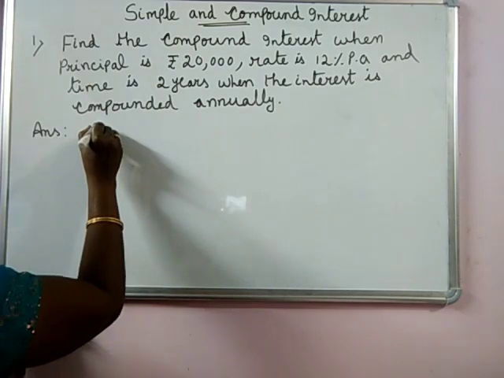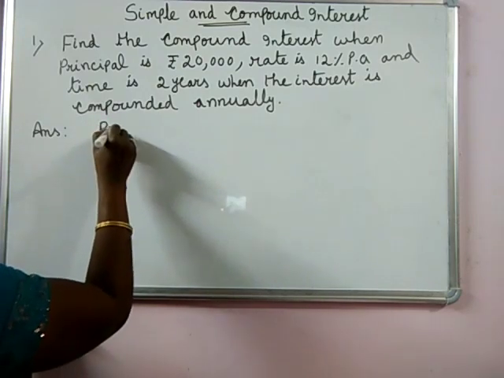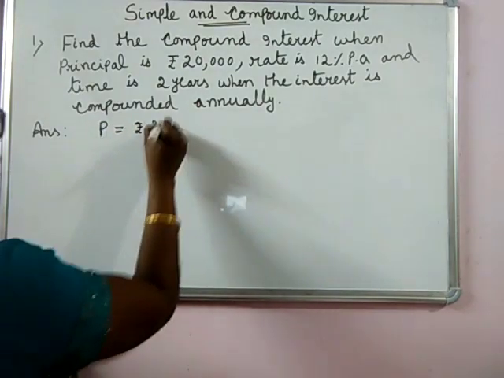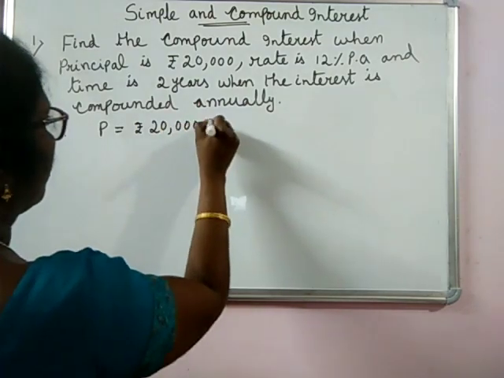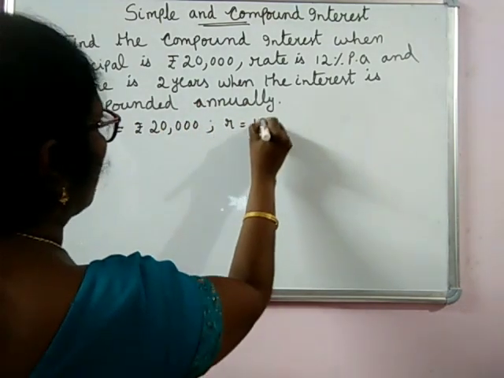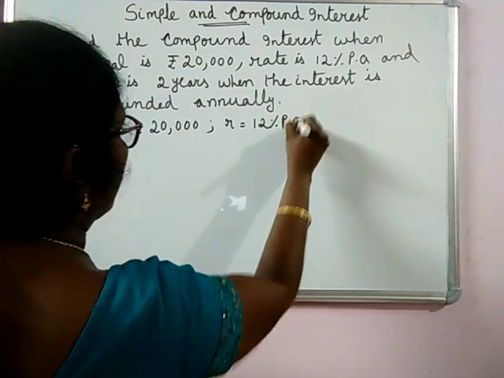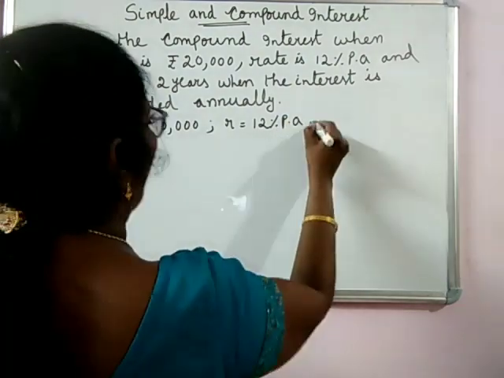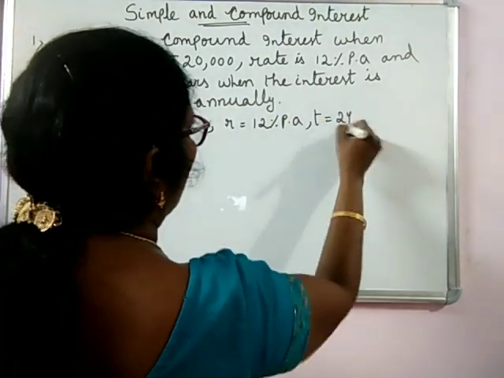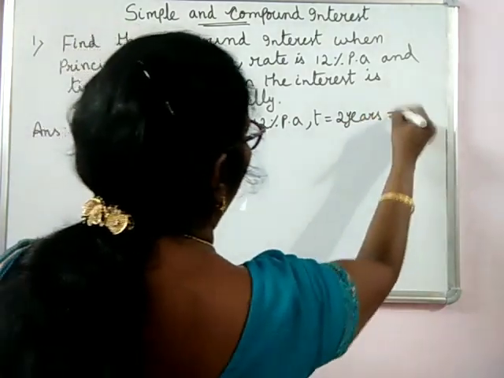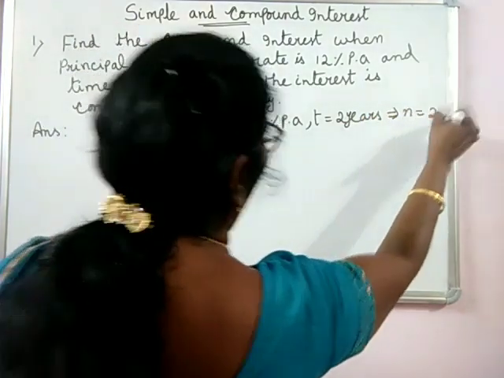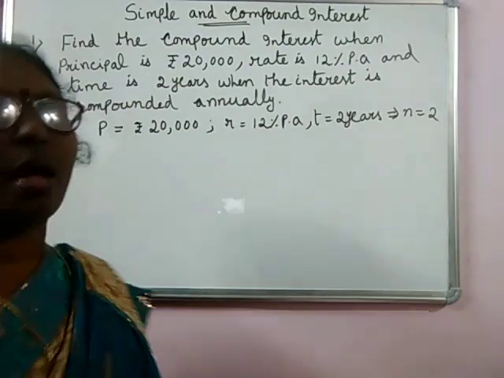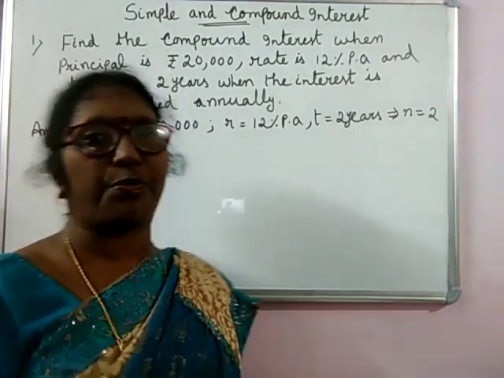Let me write in short. P equal to 20,000 rupees. R equal to 12% per annum. Time equal to 2 years. That means N equal to 2. Already you have learned the formula, so by using the formula we can find.